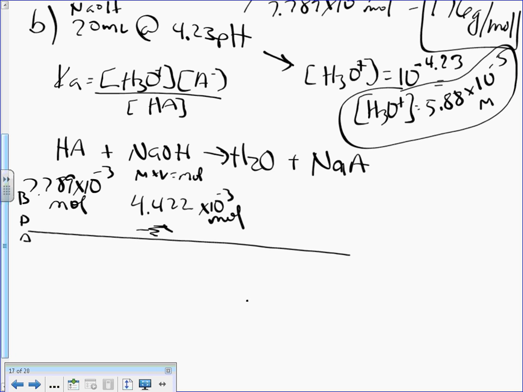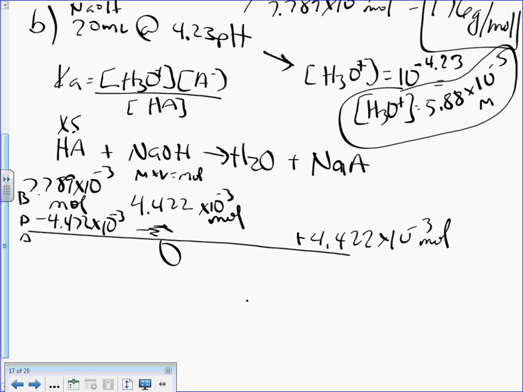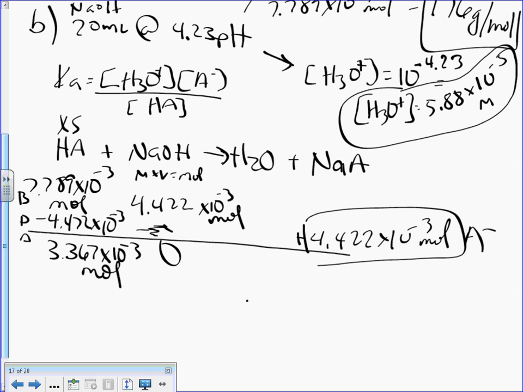I don't have to show every step here, but I do know that this is subtracting in a 1-to-1 mole ratio, 4.422 times 10 to the negative 3. And I know it's adding on this side in the same ratio, 4.422 times 10 to the negative 3 moles. These are the only two things that are important to me. That's why I'm only considering those. This is 0. This is excess of 3.367 times 10 to the negative 3 moles. And this is making this amount of A minus. Okay, so I'm really close to the molarities of both of these species at this 20 milliliter point.